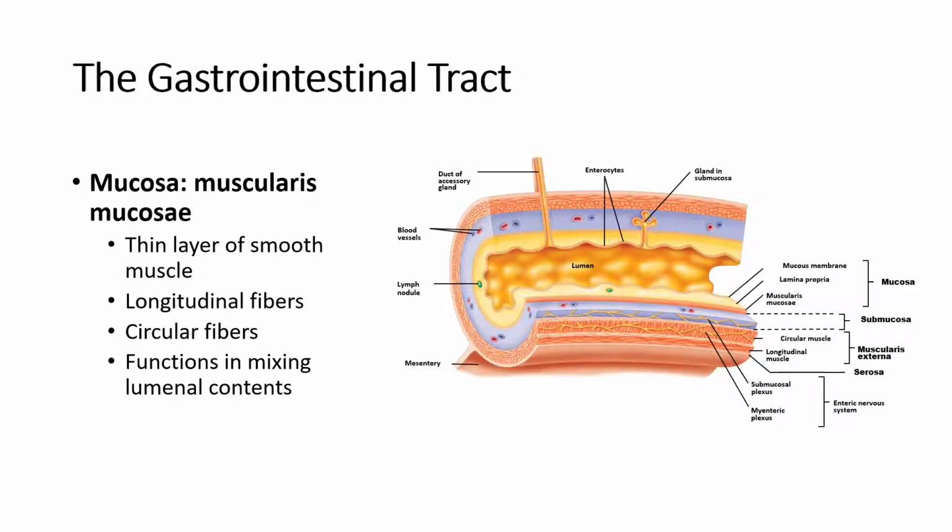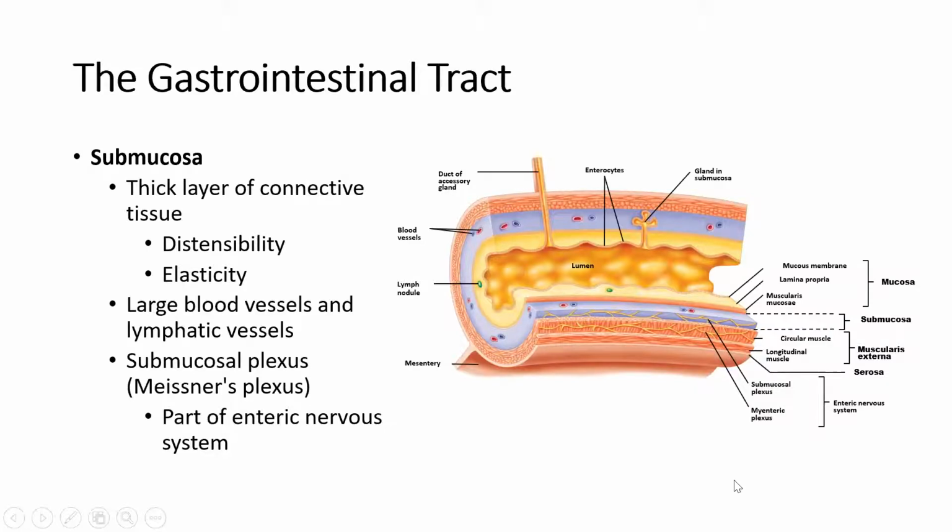So the thin strip of muscle here, this is what creates the mulching or mixing of the contents of the GI. And because the fibers are in different orientations, we're going to get squeezing of the tract in a circular manner. We're also going to get stretching of the tract in a longitudinal manner.